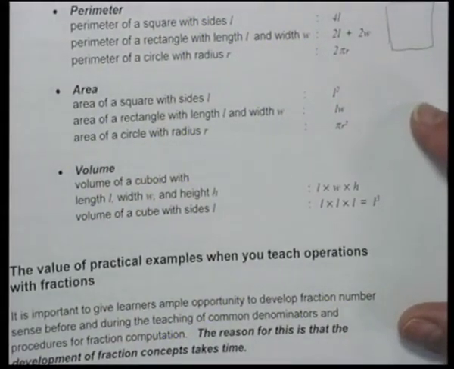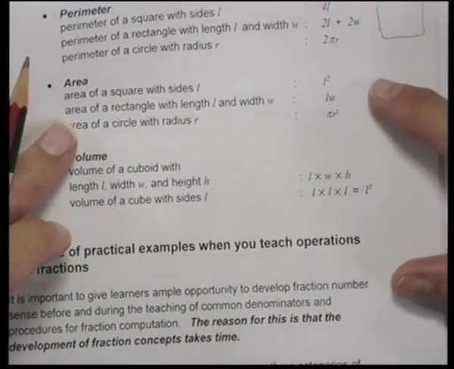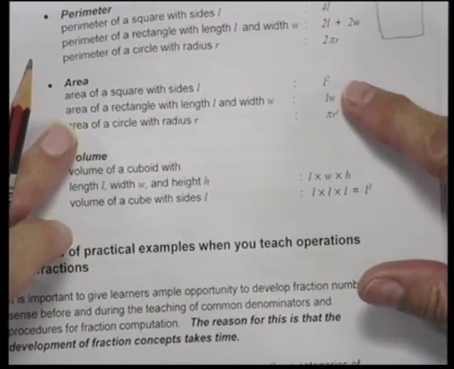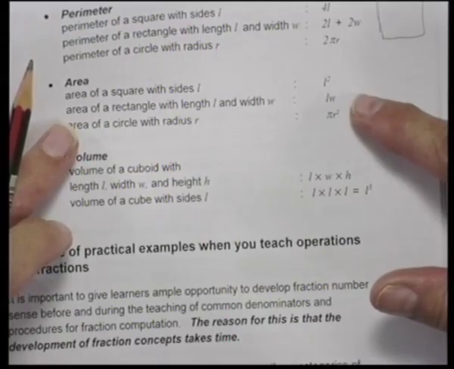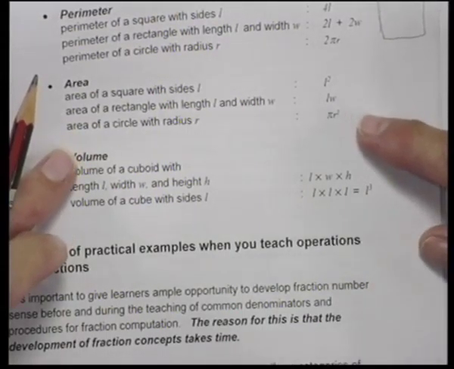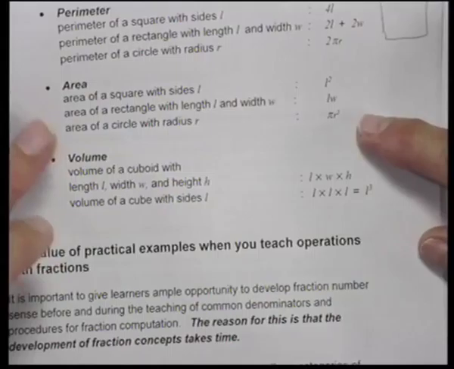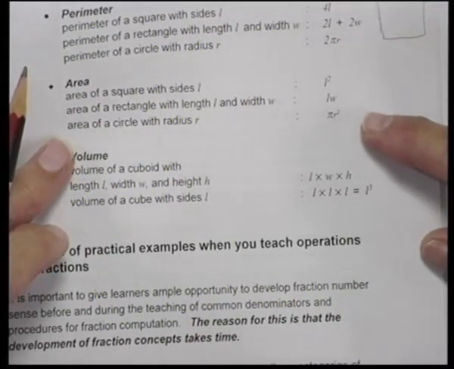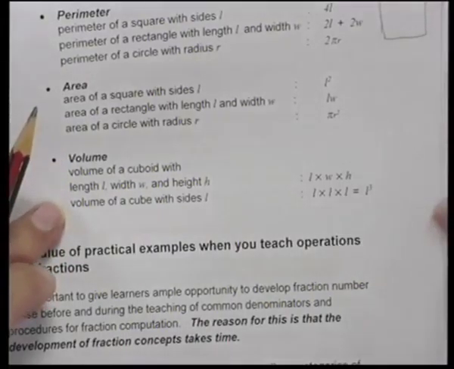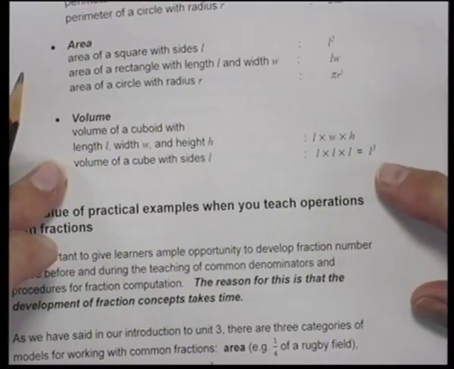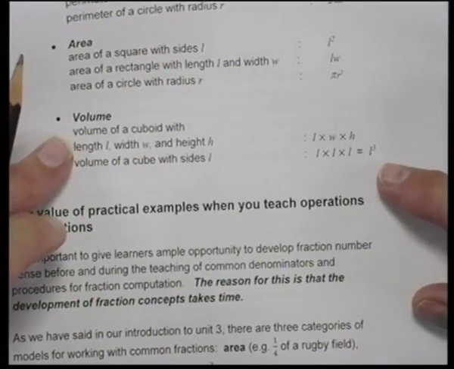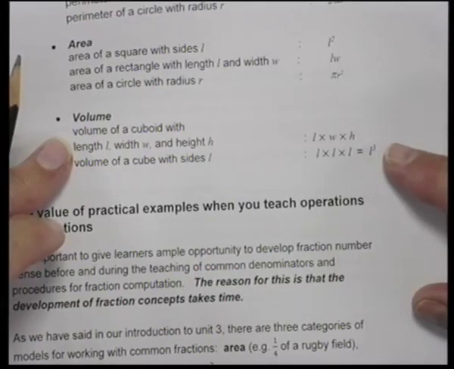Then area, something else. The area of a square with the sides L is length times length, so length squared. The area of a rectangle is length times width, and the area of a circle is pi times radius times radius. It is very important to show the learners the difference between the perimeter and the area of all these figures. And how we find the volume of a cuboid. For example, use a shoebox to show the learners. It is length times width times the height.